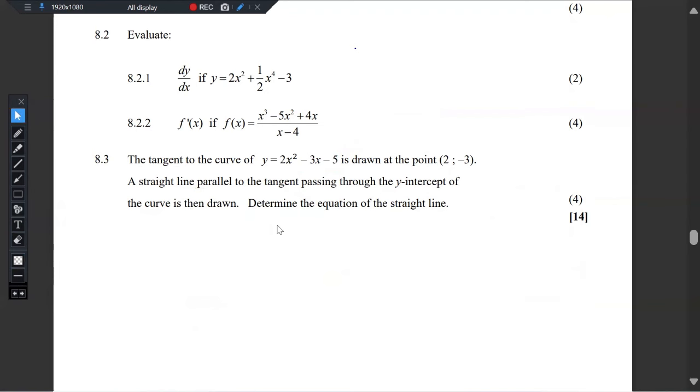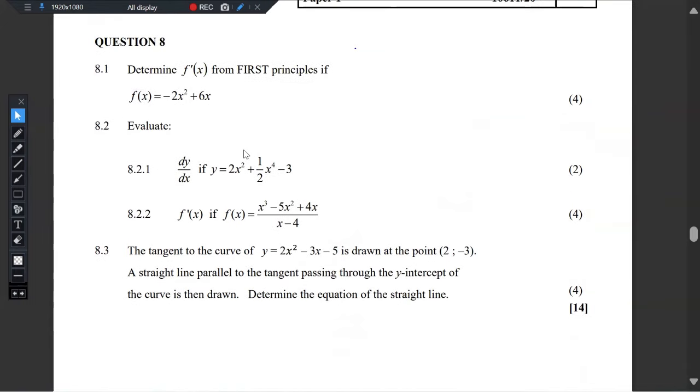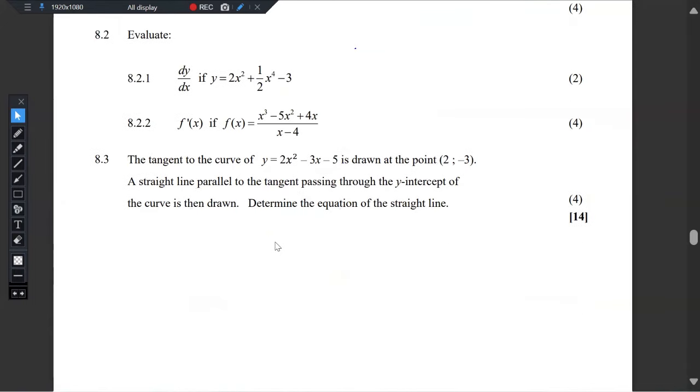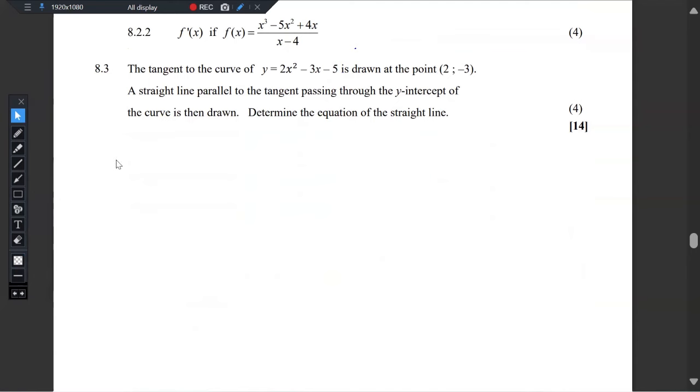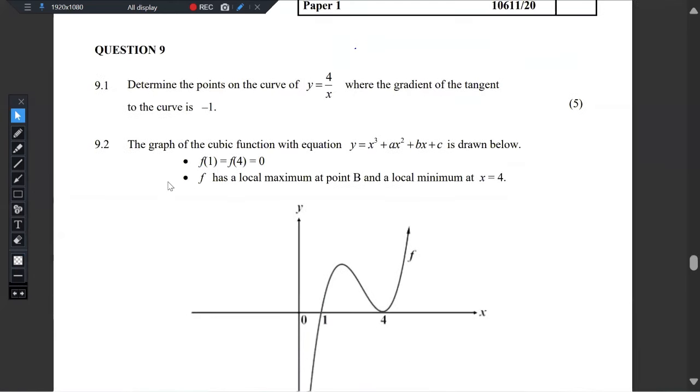Okay, so done with question 8. It was only for 40 marks. So we know that question 8 is just that basic calculus, differential calculus. Then when we go to question 9, that's where we then meet our cubic function.